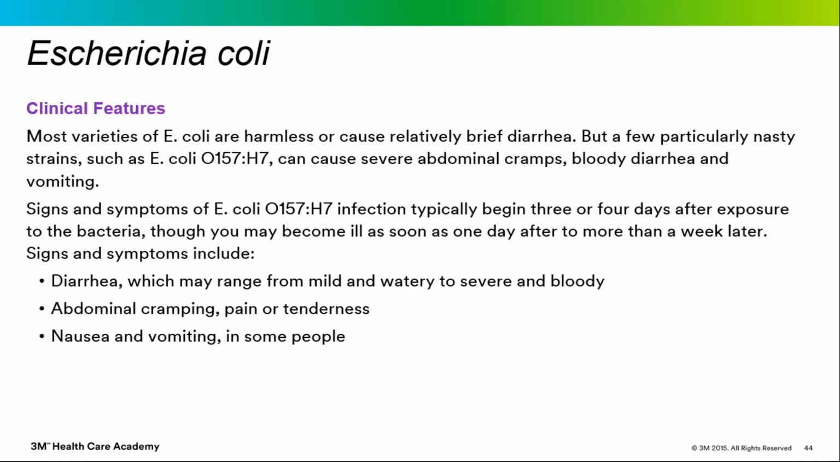Clinical features. Most varieties of E. coli are harmless or cause relatively brief diarrhea. But again, a few particularly nasty strains such as E. coli O157, which I will cover in much more detail tomorrow, cause severe abdominal cramps, bloody diarrhea and vomiting. Signs and symptoms typically begin 3 or 4 days after exposure to the bacteria, though one may become ill as soon as one day after or more than a week later. The symptoms include diarrhea, abdominal cramping, nausea and vomiting in some people.